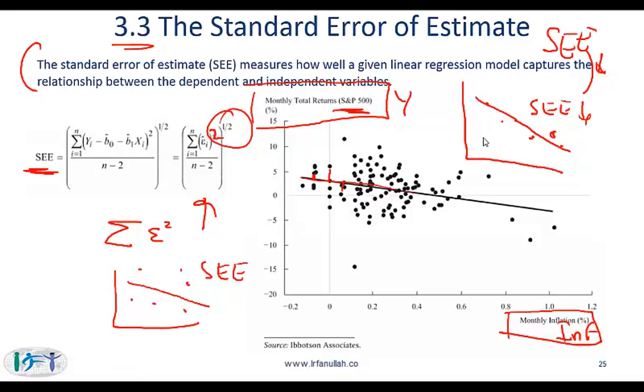So simplistically, will you be happier with a high SEE or a low SEE? You will be happier with a low SEE. A low SEE means that your model is doing a good job of indicating the relationship. All right, so this is the first acronym that you need to remember. And remember this well now, because there'll be another acronym that looks and sounds a lot like this.